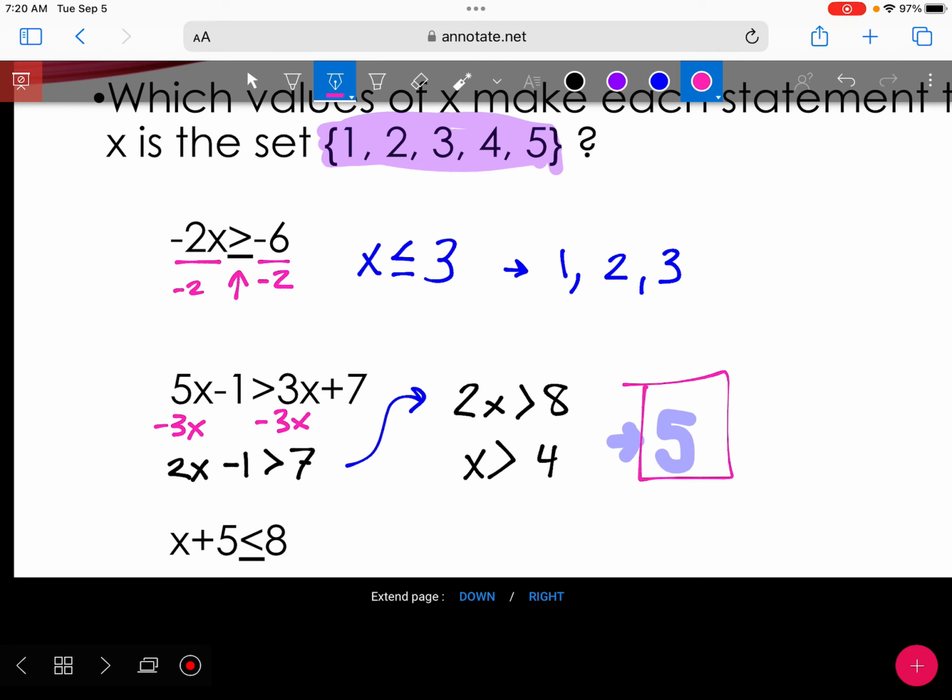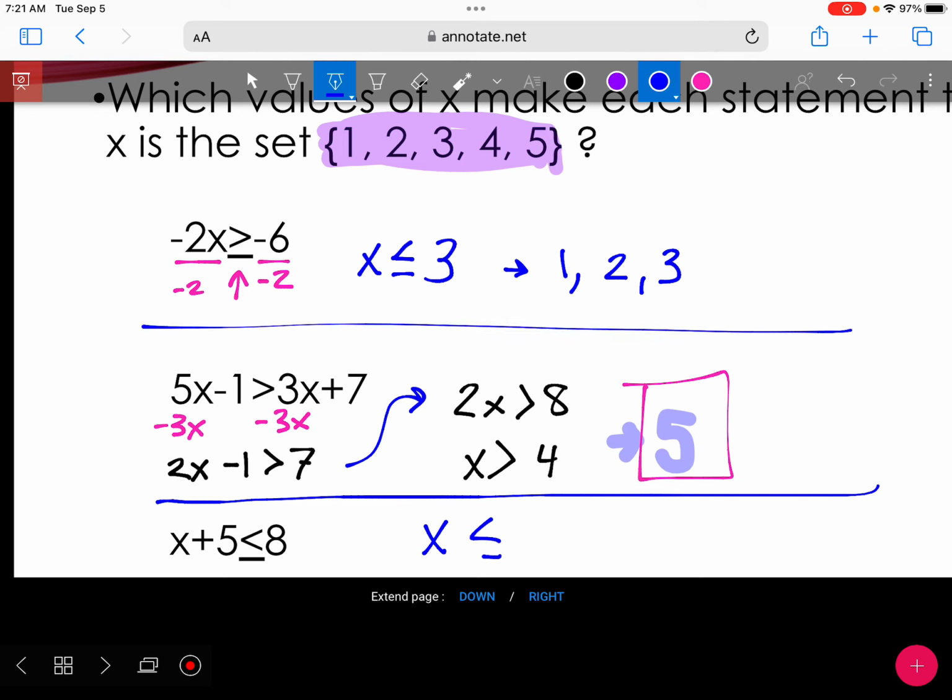Take a look at this one here. What's our solution here? x is less than or equal to what? On the bottom one. 3. So our solutions that work: 1, 2, 3.